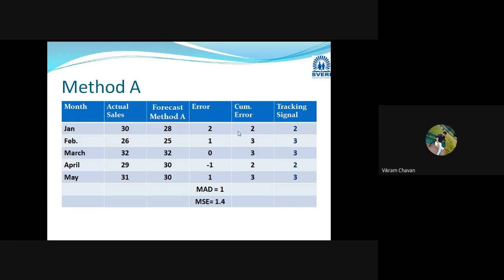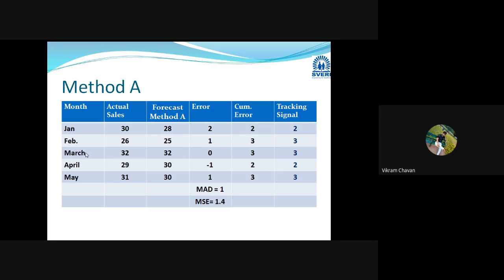So cumulative error. Here in the first month, January, we are getting an error of 2, so the cumulative error is 2. Now 2 plus 1. The previous month's error was 2 and the current month's error was 1, so 2 plus 1 will be equal to 3. So in the Feb month we will get a cumulative error equal to 3.